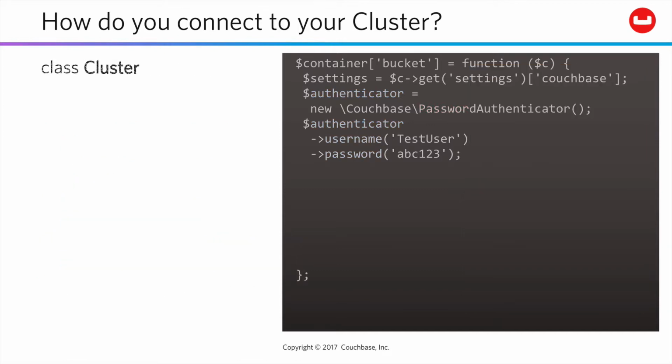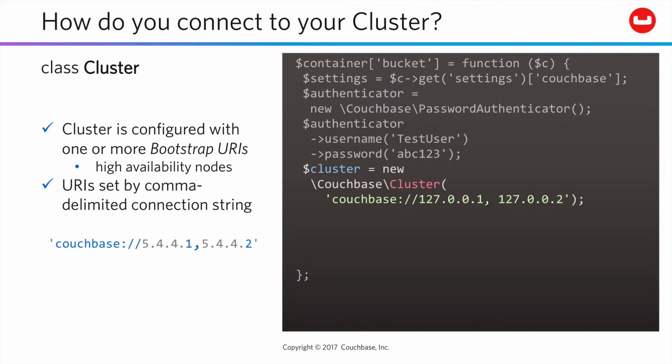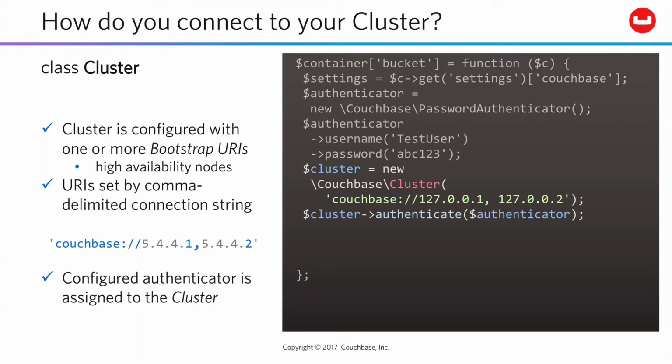To connect to your cluster, first you need to pass it a set of one or more high availability URIs. These are the bootstrap URIs, a set of nodes that are known to be reliably available. The cluster object is created, and then from that point, the full cluster map is updated in the client. If you want to pass in a set of bootstrap nodes, you do so using a connection string in this format, couchbase: and then a comma delimited list of the URIs. The configured authenticator is then assigned to this cluster.